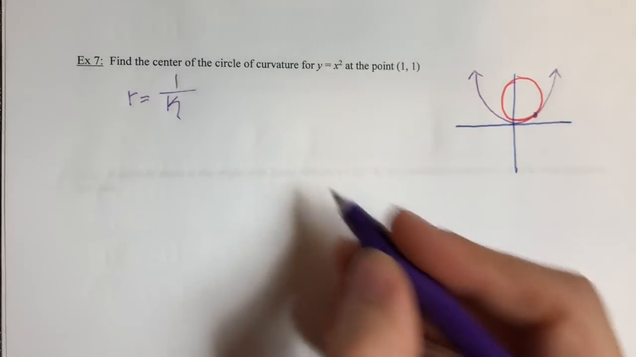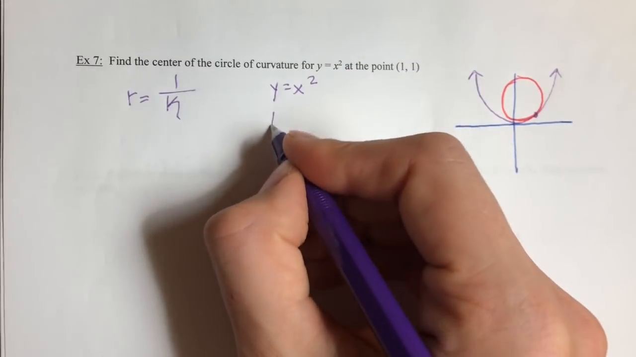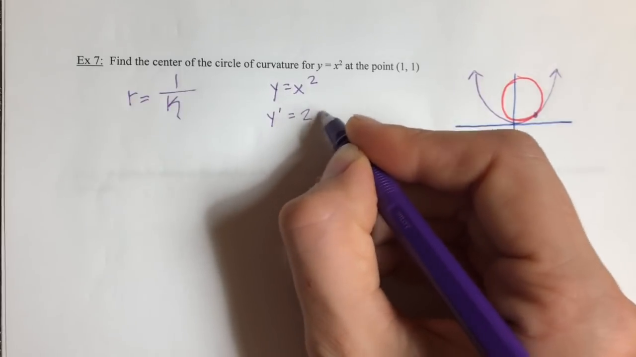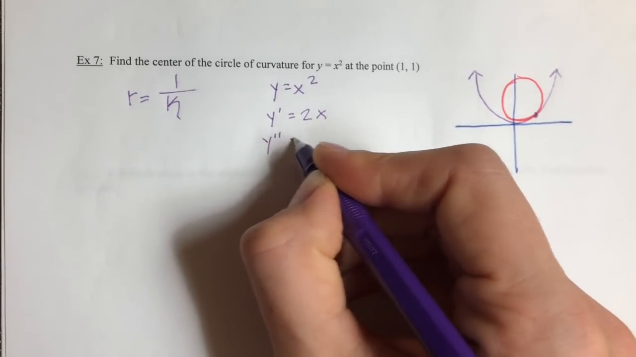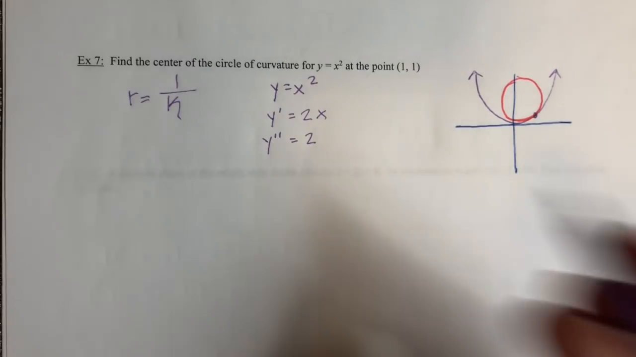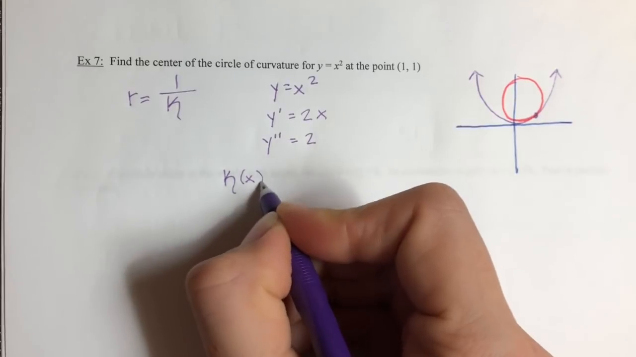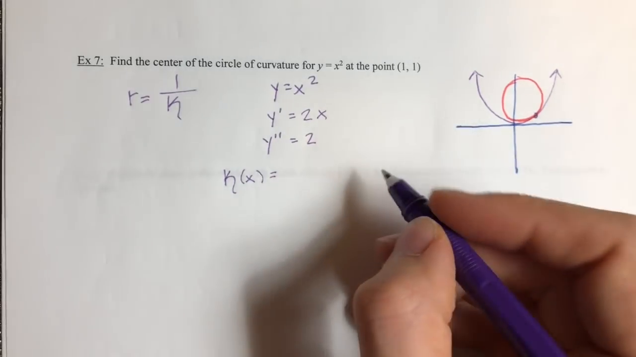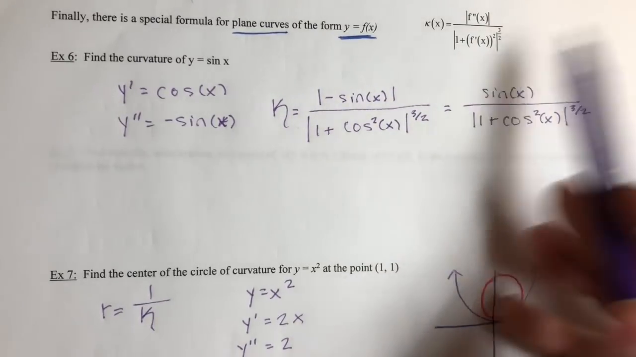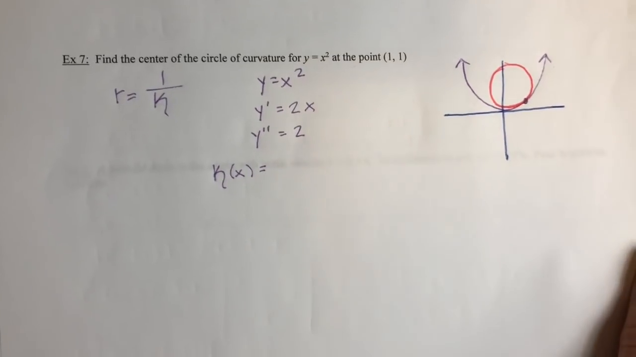So I'm going to need to calculate the curvature. Well, I've got y equals x squared, and my first derivative will be 2x. My second derivative will be 2, which is convenient. So the curvature at any x value, remember, is this formula up here at the top.